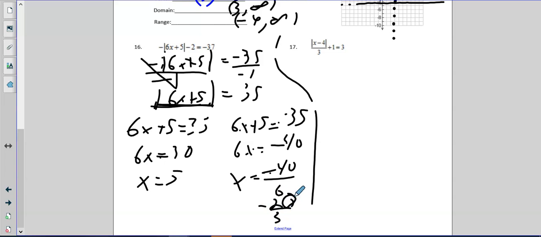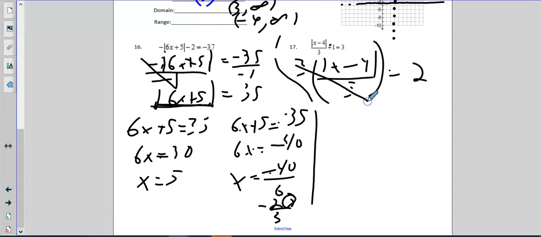There you go. Number 17. First thing we need to do is get rid of that 1. So we have absolute value of x minus 4 over 3. When we subtract 1, we get 2. Now I need to multiply both sides by 3 to cancel that. So that gives me absolute value of x minus 4 equals 2 times 3. 2 times 3 is 6.